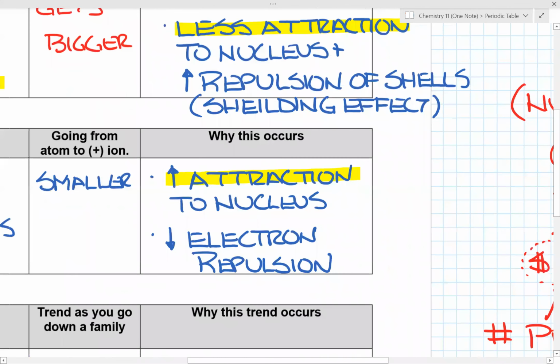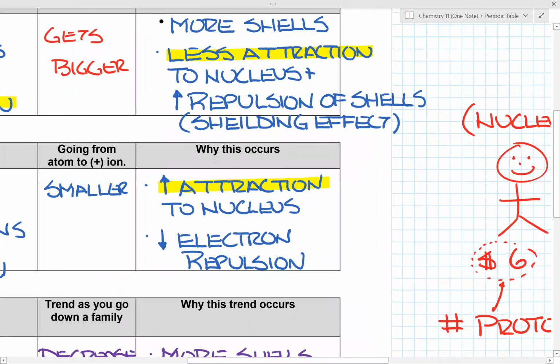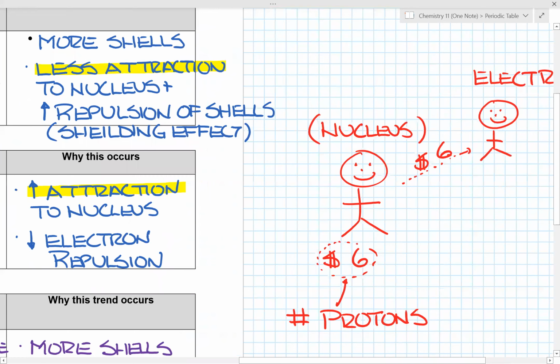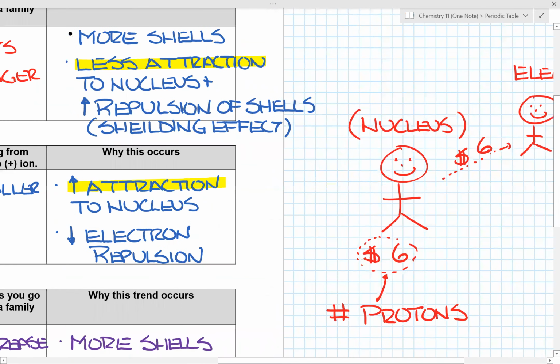That is the same idea here. Going from a neutral atom to a positive ion, you have an increase in attraction to the nucleus. Just like going from two children to a single child, that one child gets all the allowance, and there's a decrease in electron repulsion. There isn't as much stress or conflict in the house.